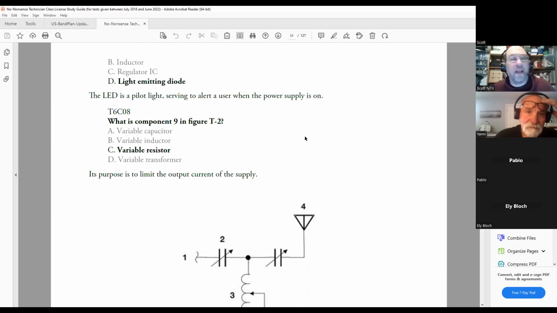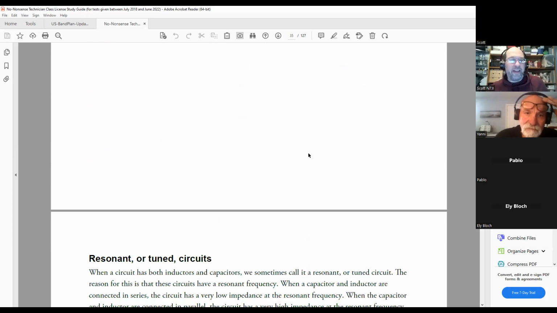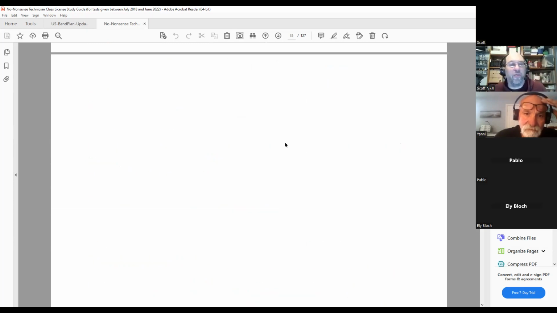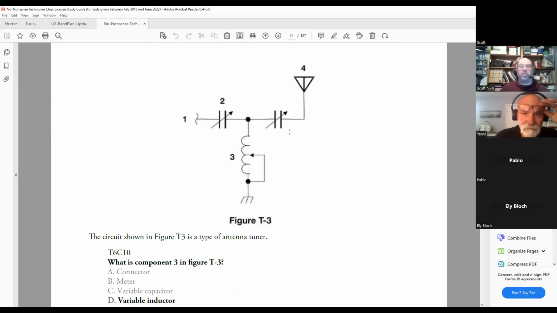Okay, so one more circuit, and then we're going to call it for the day. One more circuit, which is this right here. What do you see in this circuit? Number 4 is an antenna. And what are those two funky looking capacitors? Variable capacitors.